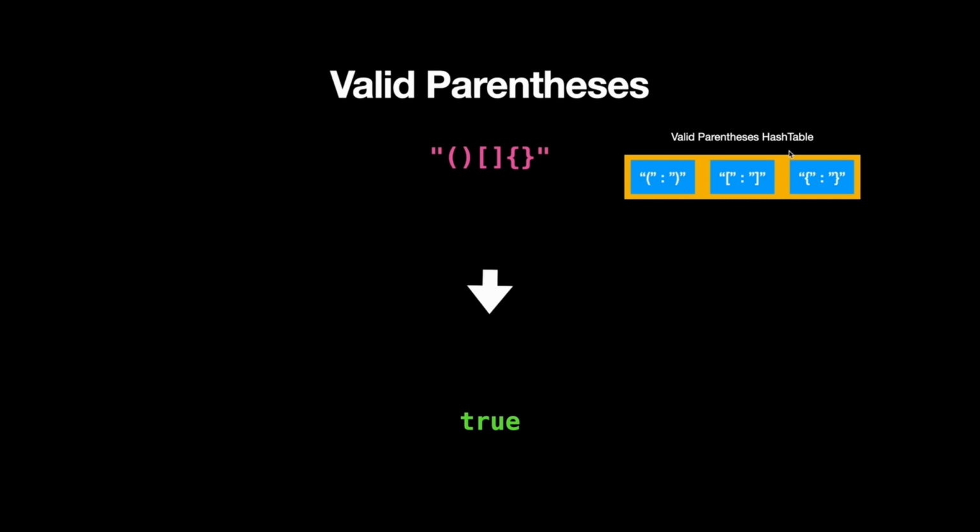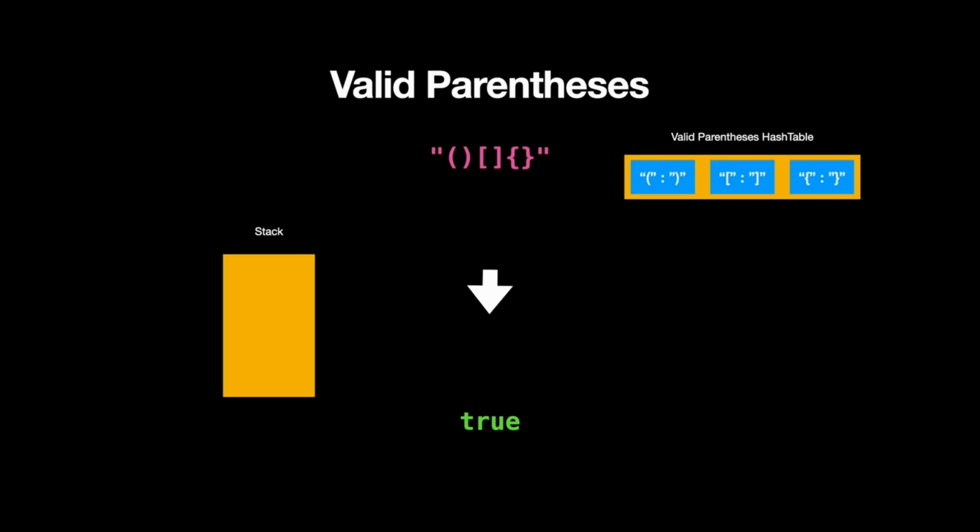So we'll use this valid parenthesis table to check in our stack if it is valid or not, right? So we'll have a stack, and we'll loop through each of these characters. Every time we encounter an open parenthesis, we will push that into our stack.